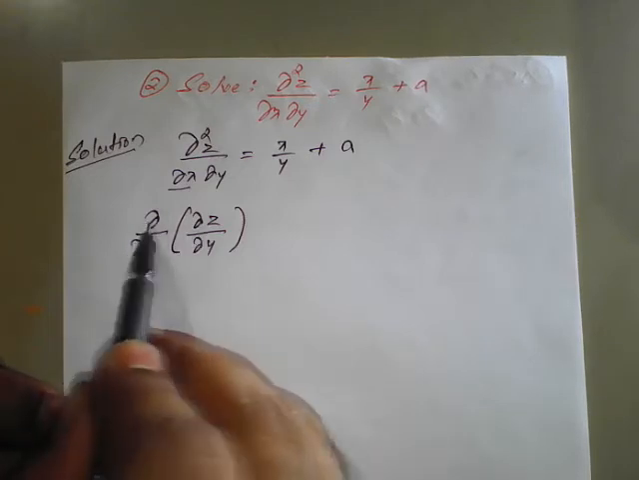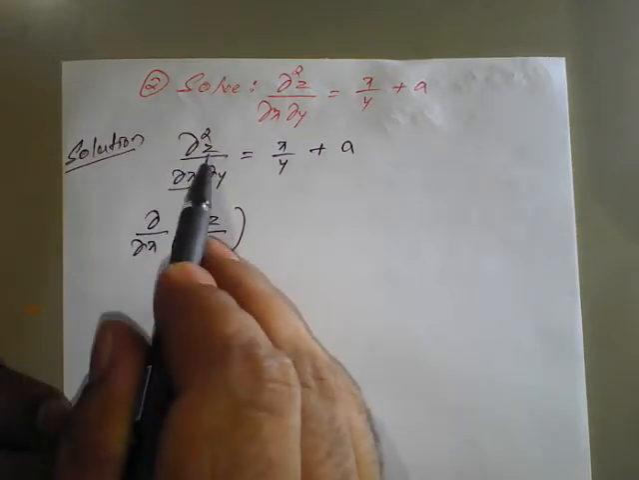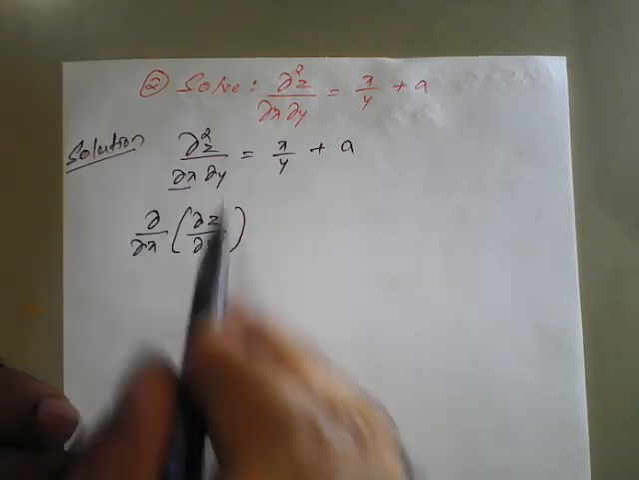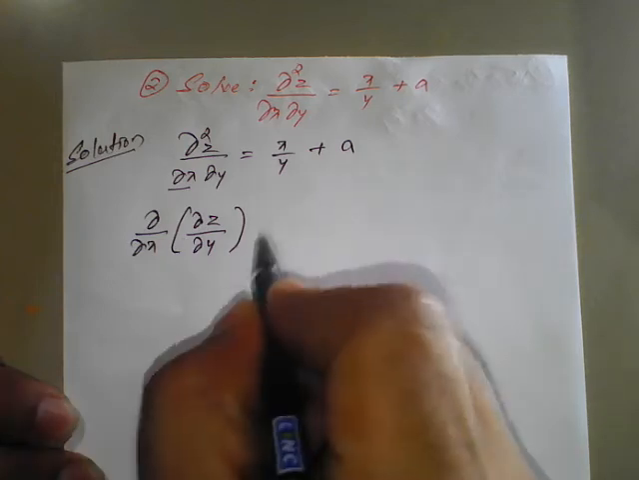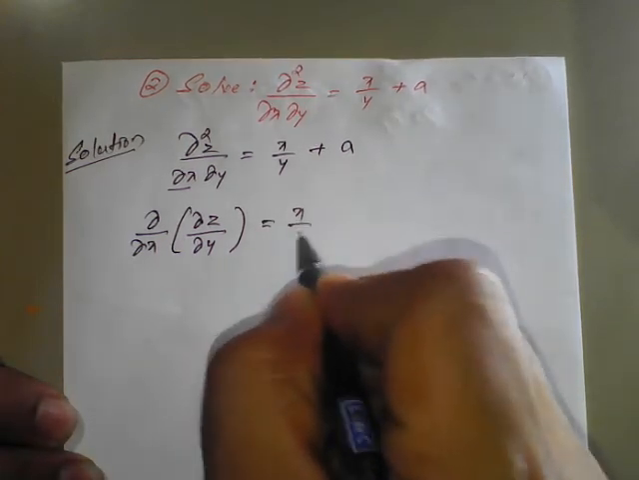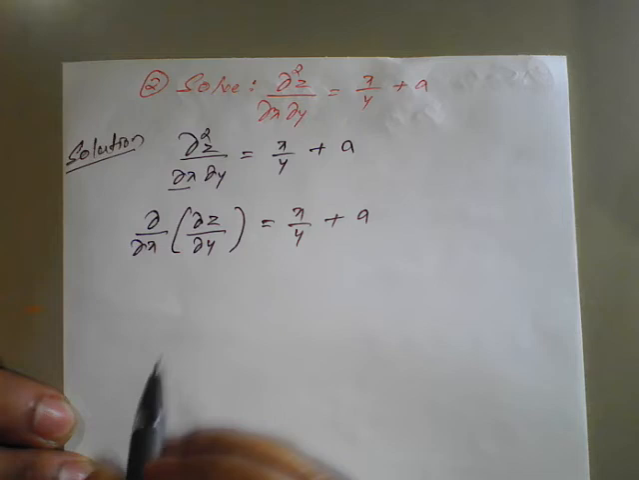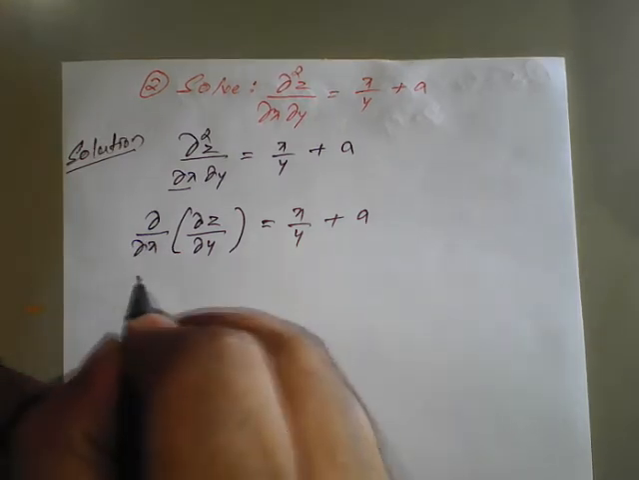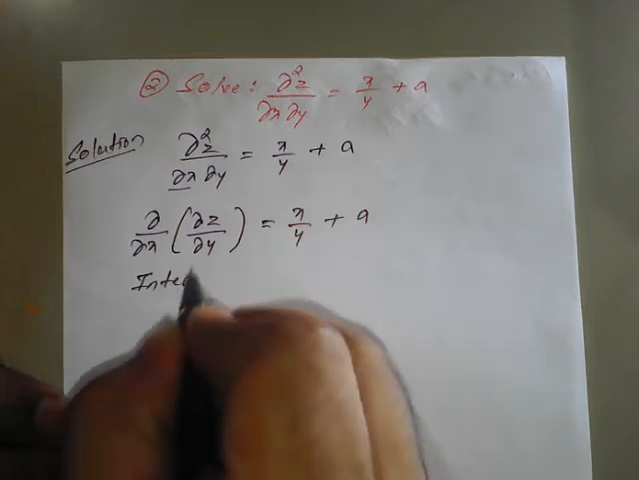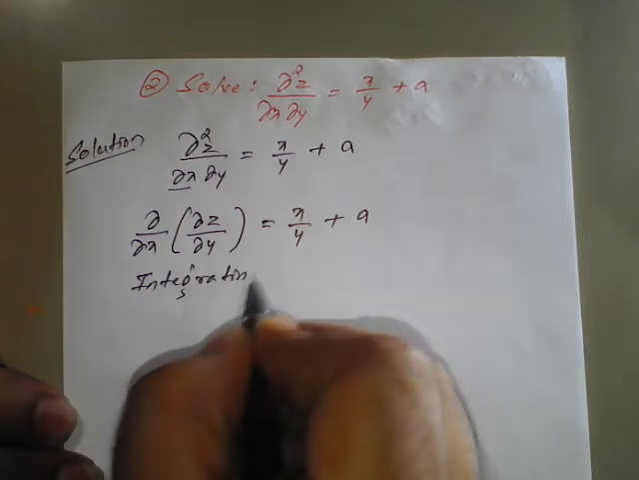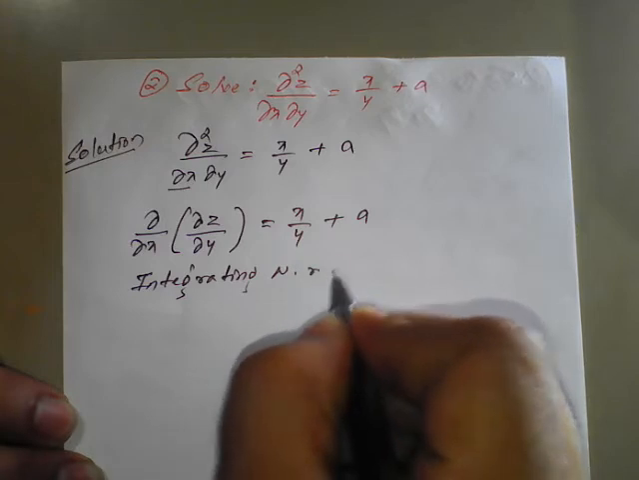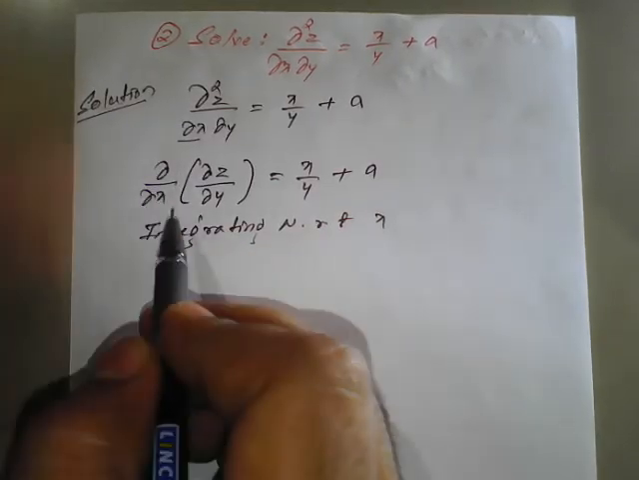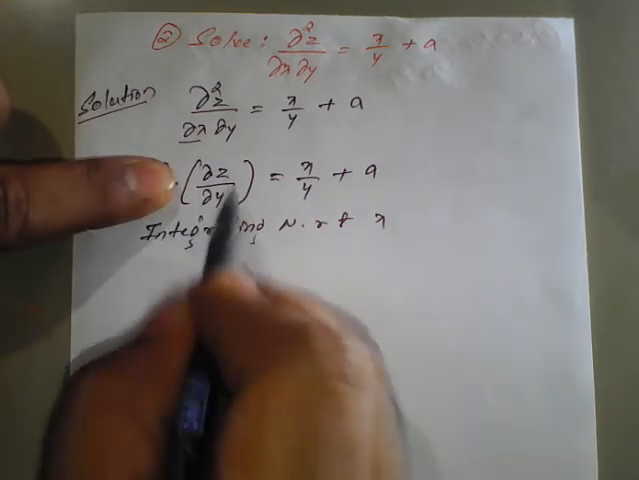If you multiply dou into dou z, it will become dou square z, dou x into dou y, you will get back dou x into dou y. Just a simplified form of this. So right hand side no change, x upon y plus a. Now because dou by dou x is there, we have to integrate with respect to x now. So on integrating with respect to x, this dou by dou x will vanish, so only the bracket part is going to be left.